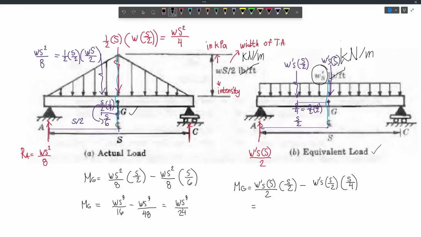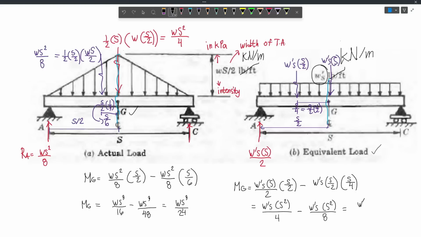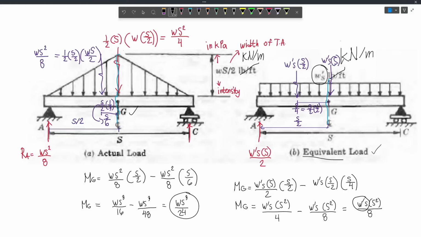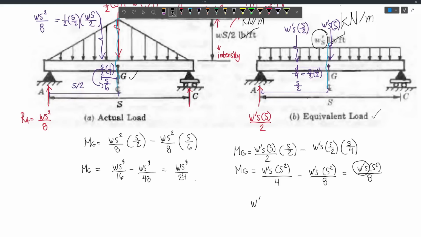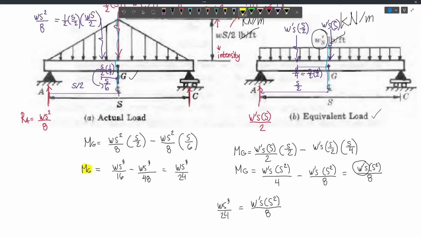And so we can simplify this into W prime S times S squared divided by 4. And then minus W prime S times S squared divided by 8. Because 4 times 2 is equal to 8. And so this will simplify into 1/4 minus 1 over 8, which will give us W prime S times S squared divided by 8. And so this is the moment at G. Now we need to equate the two. This and this. And then we will get W prime S or the equivalent load. And so this will be W prime S times S squared divided by 8 is equal to WS cubed divided by 24. Now again, we are just equating these two Mg, this and this.